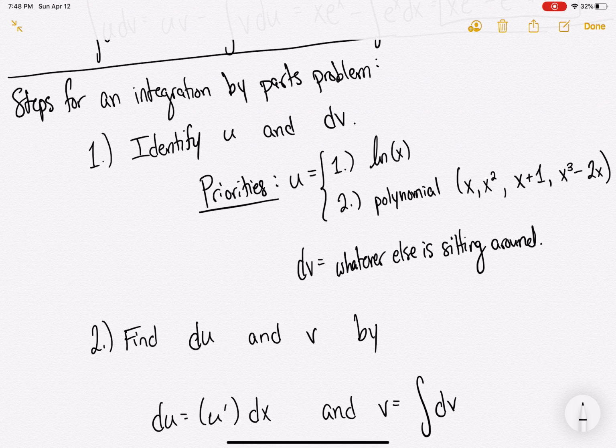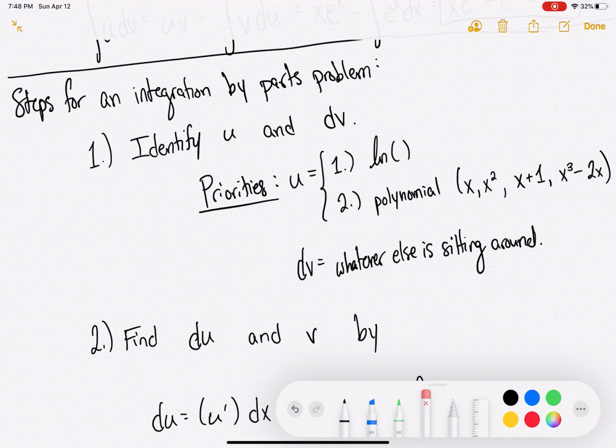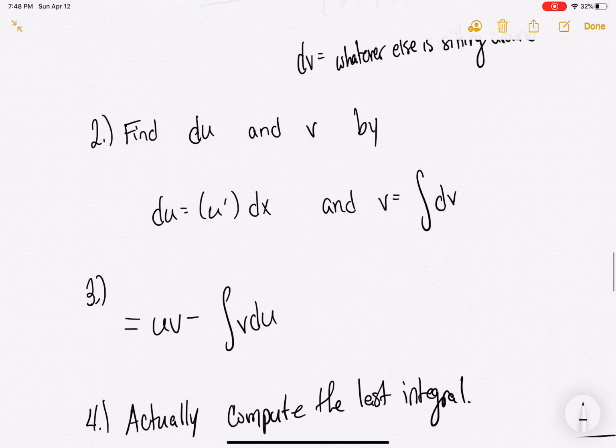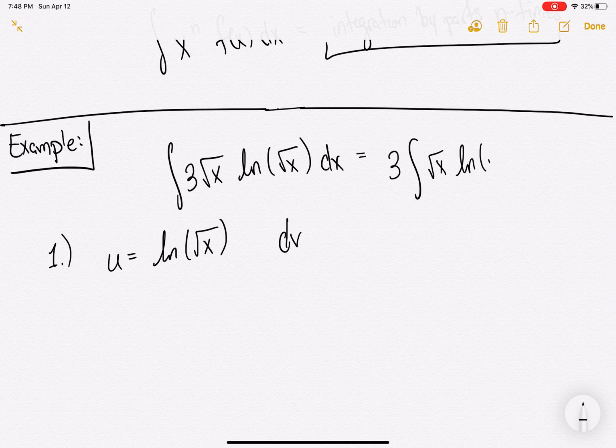Well, the priorities on u, priority 1, is a natural log. Really, this isn't the natural log of x, it should just be a natural log of something. And here we have the natural log of the square root of x, so let's let that be u. And then dv is everything else. I'm going to pull the 3 out because we don't have to worry about that. We could include it, but I don't want to. So dv is going to be everything else, root x dx.